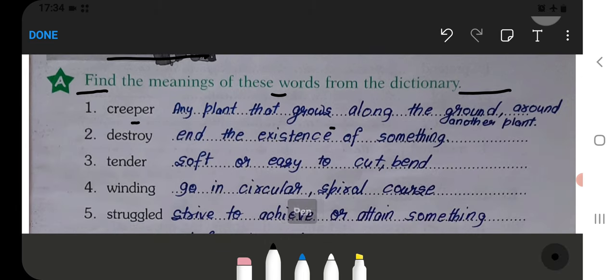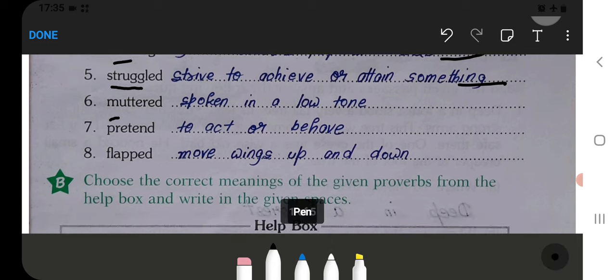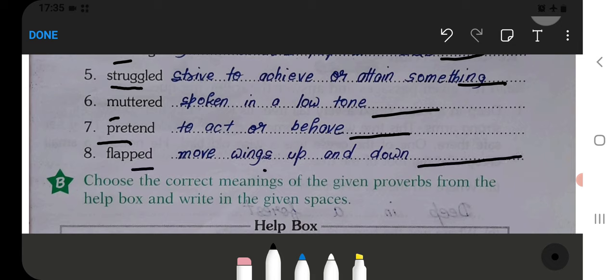any plant that grows along the ground around another plant. Destroy, end the existence of something. Tender, soft or easy to cut, bend. Winding, go in circular spiral course. Struggled, strive to achieve or attain something. Muttered, spoken in a low tone. Pretend, to act or behave. Flapped, move wings up and down.